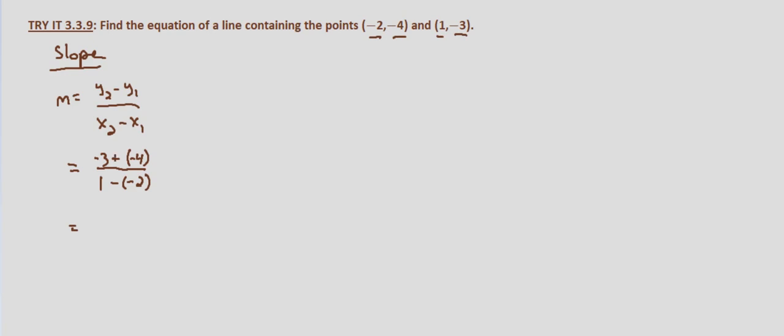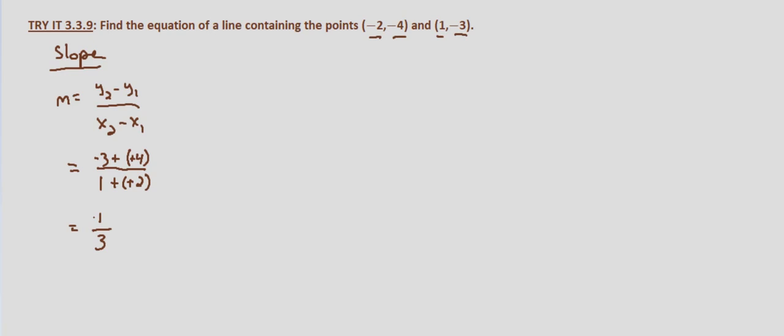Remember, minus a negative is the same thing as plus a positive. So -3 plus 4 is 1. 1 minus -2, that's the same thing as 1 plus 2, which is 3. So our slope is 1/3.